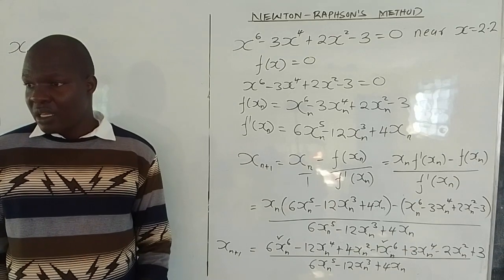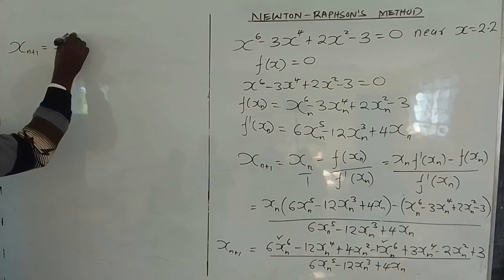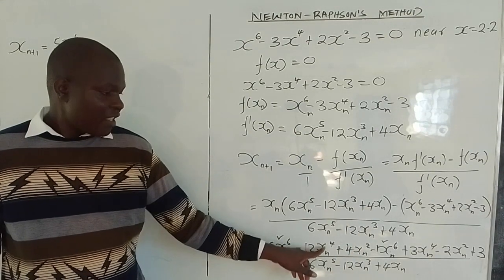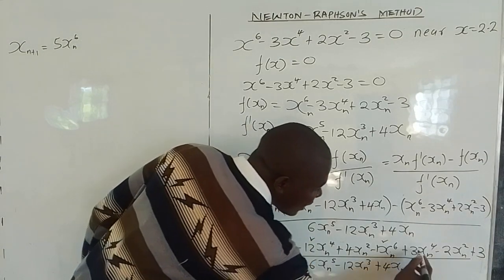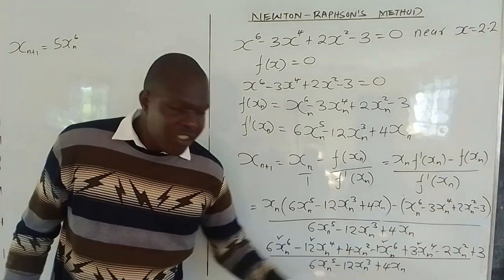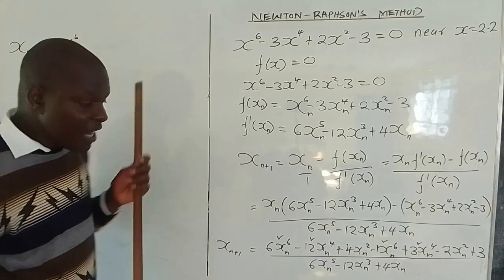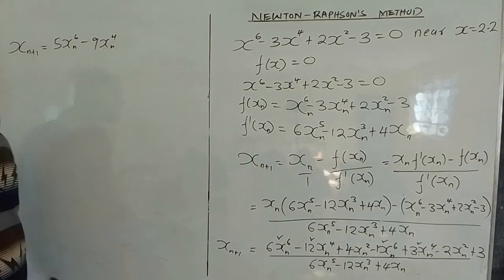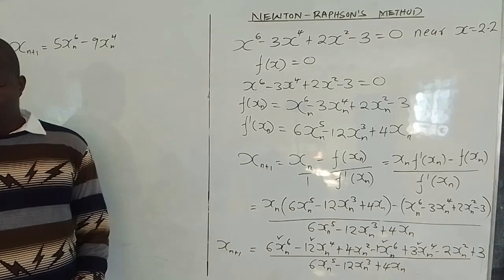Are we together? So you have 5 xn raised to power 6. So you take what you dealt with, you move to the next one. Xn raised to power 4, isn't it? So here is negative 12 and here is positive 3. What do you get? Negative 12 plus 3. You get negative 9. So if you simplify that, you get negative 9 xn raised to power 4. Are we together? You are done with that.